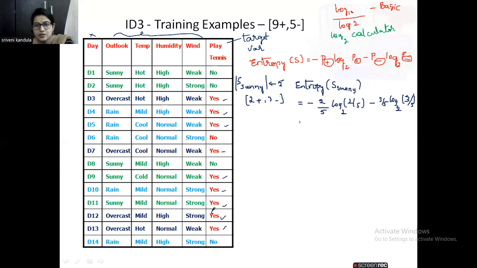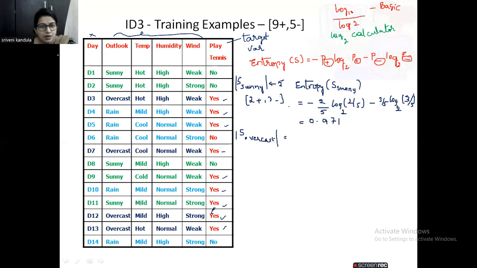If you simplify this, you will be getting a value of 0.971. Okay, so we have calculated the entropy of S sunny. Similarly, we should calculate the entropy of overcast and also rain. Okay, so let us get the cardinality of S overcast.